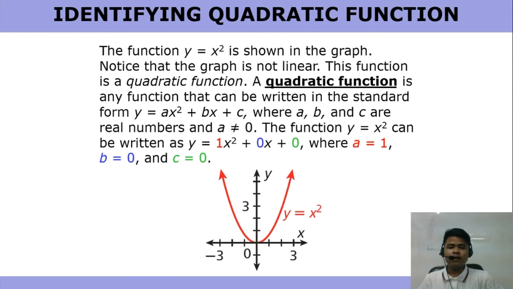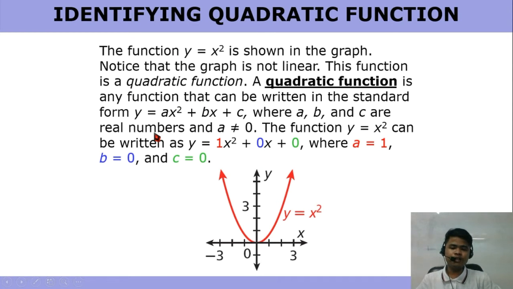Again, a quadratic function is a function that can be written in the standard form y is equal to ax squared plus bx plus c. So here, a cannot be equal to 0. It is because the quadratic term of the function becomes 0 when a is 0. The most important term for a function to be considered quadratic is the quadratic term, or the term that contains x squared.